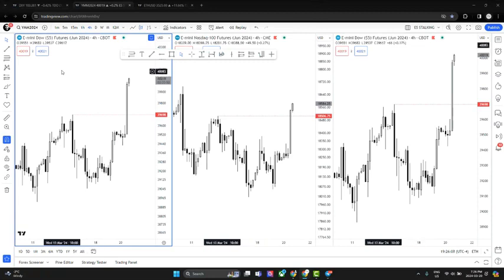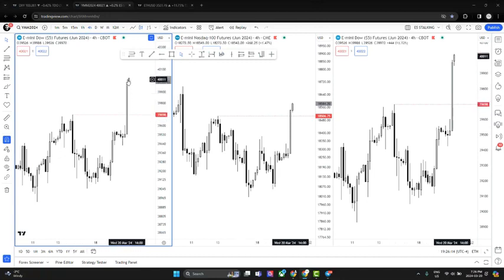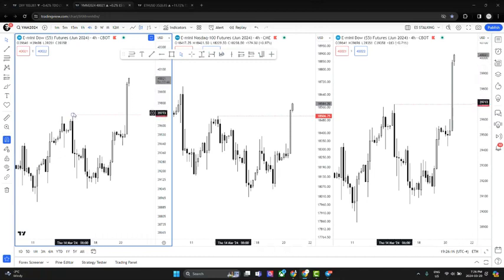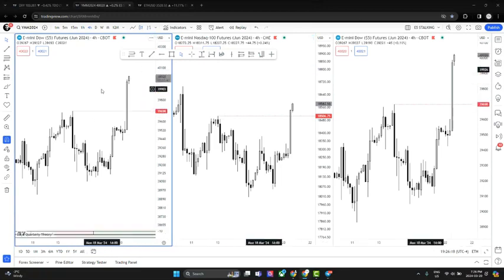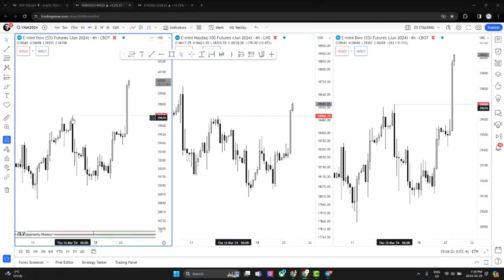Now we'll look at the futures markets. So here we have price trading above this high, which was the high of last week. Here as well, we have price trading above the high of last week, and here we have price trading above the high of last week again.